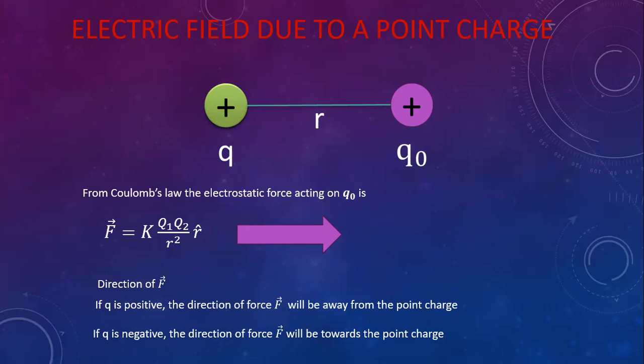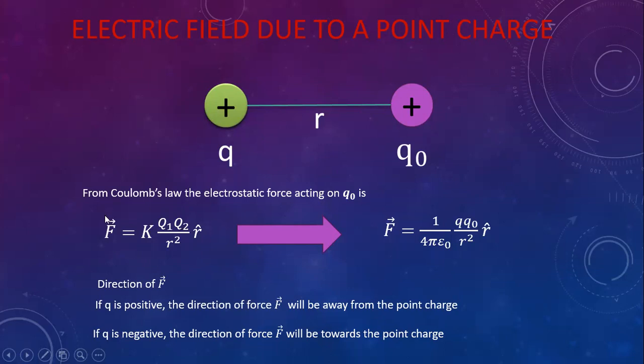So here we defined k is equal to 1 over 4 pi epsilon naught, it's a constant. If we want to find the direction of this force F, it will depend upon the charge. If the charge is positive, it will repel this test charge Q naught, so the direction will be away from the charge. But if this charge is negative, it will attract this test charge Q naught, so the direction will be towards the point charge.